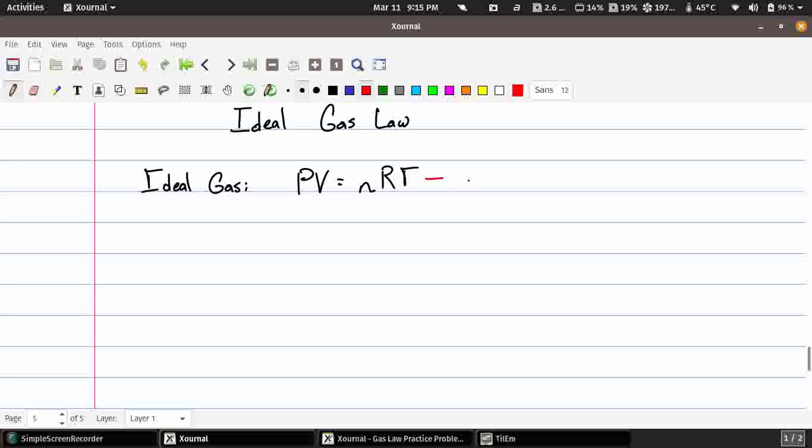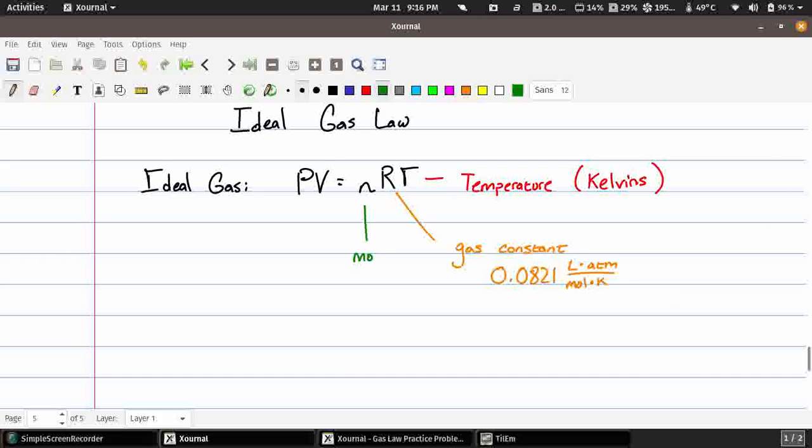So first things first, we have T, which is temperature, and that is in kelvins. We have R. This would be your gas constant, and this number is 0.0821 liters times atmospheres over moles times kelvins. N is simply moles.